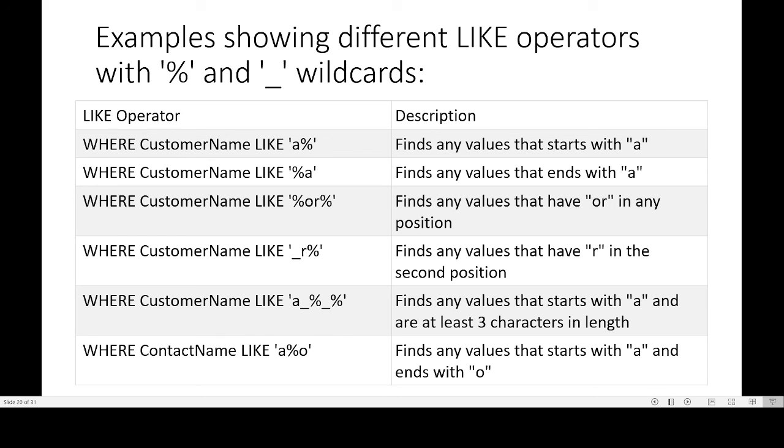Now where CustomerName LIKE 'a_%_%': what does it mean? It will find all the names starting with A, and how many characters? 1, 2, 3. It should be at least 3 characters in length. This one, where ContactName LIKE 'a%o': it will find all the strings with names starting with A and ending with O. So this is how we can use various LIKE operators along with the wildcard operators.